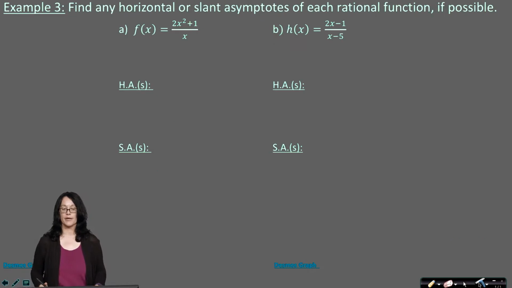In example 3, it wants us to talk about horizontal or slant asymptotes if possible. And in part A, we have f of x equals 2x squared plus 1 over x. In B, you have h of x equals 2x minus 1 over x minus 5. Now, feel free to approach either of these problems first, whichever one you find easier. I would highly encourage you to pause the video at this point, look at your notes, and see if you can find the horizontal asymptotes yourself.